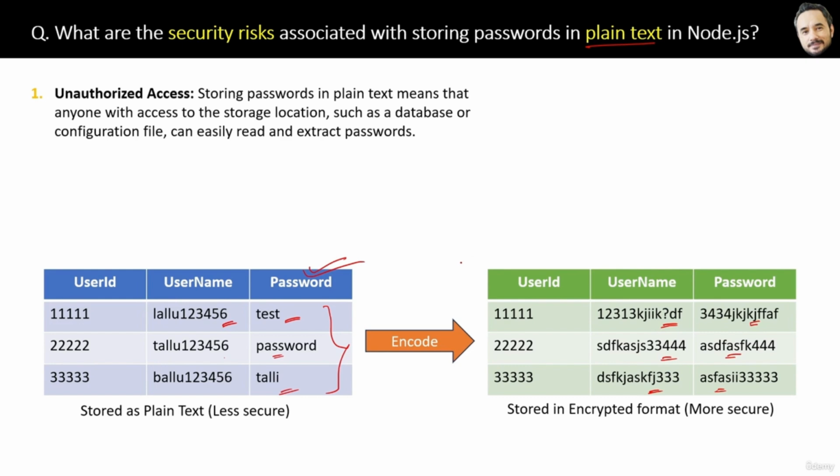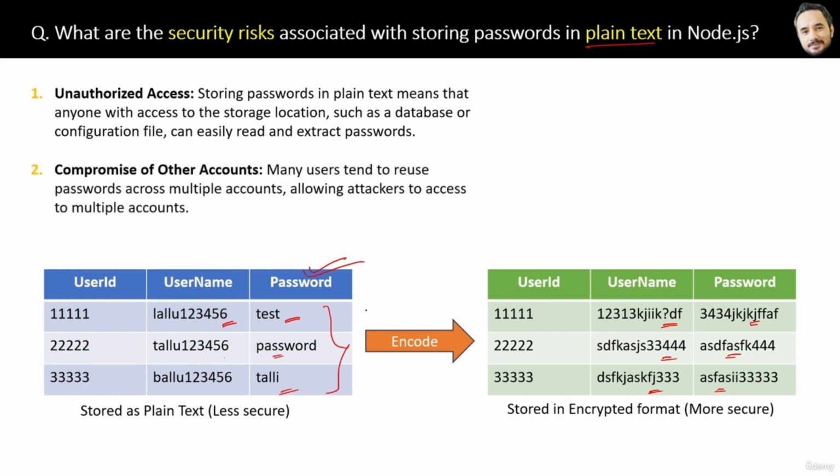And yes, there is one more thing, the compromise of other accounts. Basically, many users reuse the same password across multiple accounts, right? The same password for their bank account, Facebook, everything. So again, if a hacker knows your Facebook password, then they might know your bank password also, because it can be the same, which is again very risky. So that's why Gmail, Facebook, and banks never store passwords as plain text, and they use different algorithms for encoding and decoding passwords.